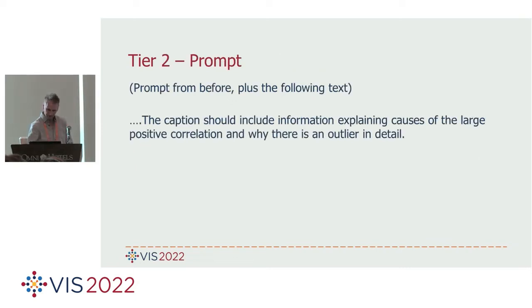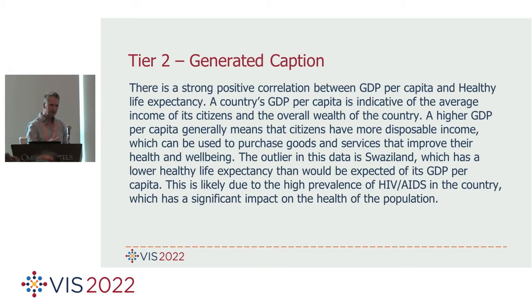So the prompt 2, right? We added to the prompt that you saw before, the long templated prompt: the caption should include information explaining causes of the large positive correlation, and why there is an outlier, in detail. So we just added that and threw it at GPT. And then we really got something very, very nice, right? Look at this. Strong positive correlation. And then we heard about outlier data Swaziland, which has a lower healthy life expectancy than would be expected.